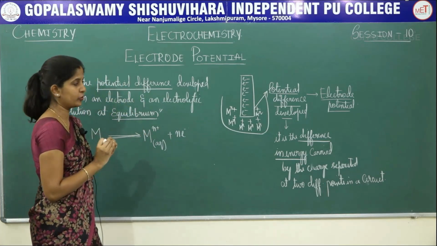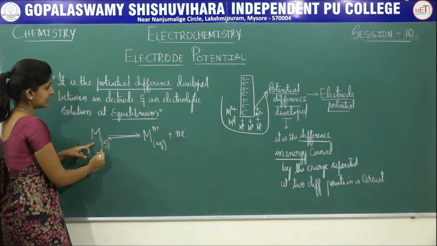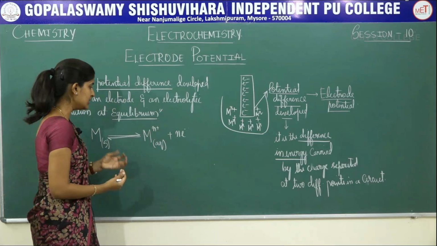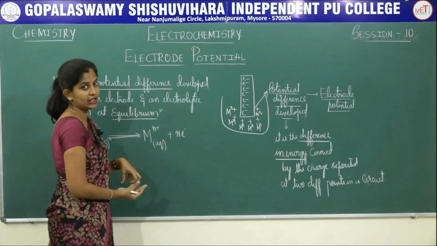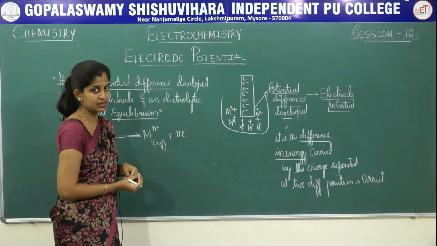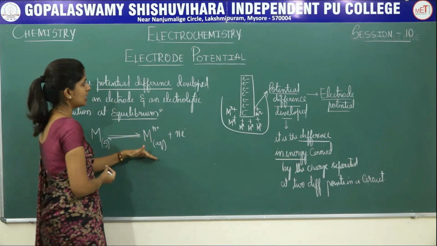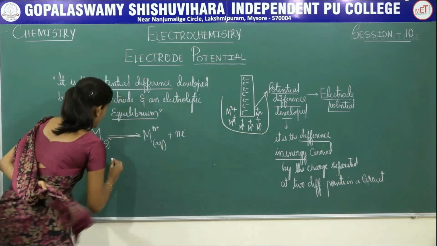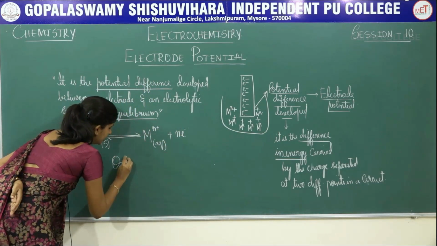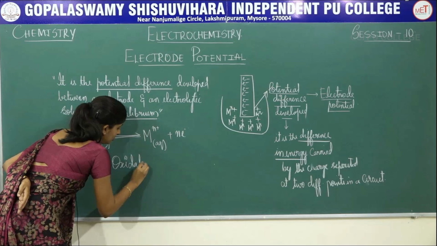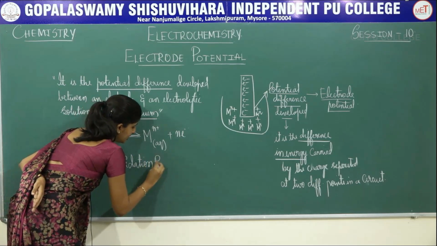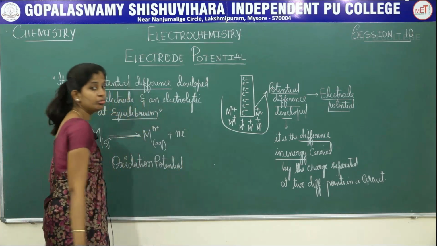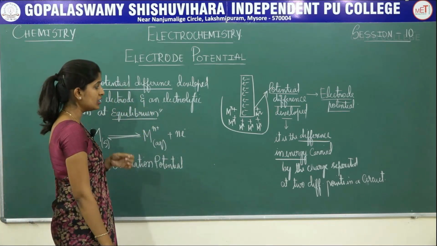There are two types of electrode potentials. You can observe that in this case, what we have studied, an oxidation reaction is happening. That is, the metal rod when dipped into the electrolytic solution is losing electrons. As a result, the case I have taken is called oxidation potential. You call it oxidation potential.